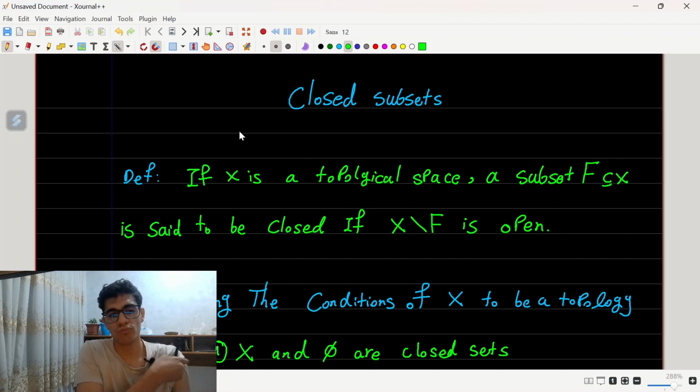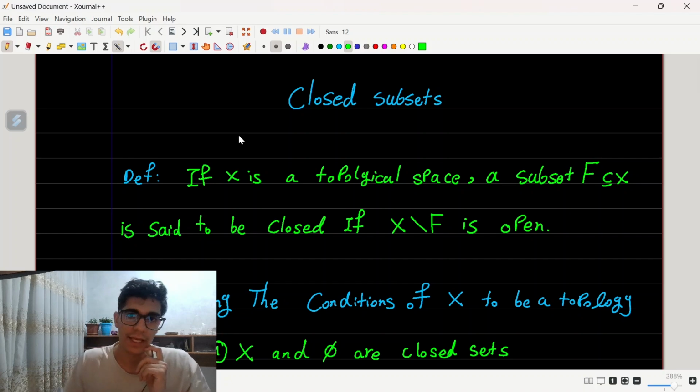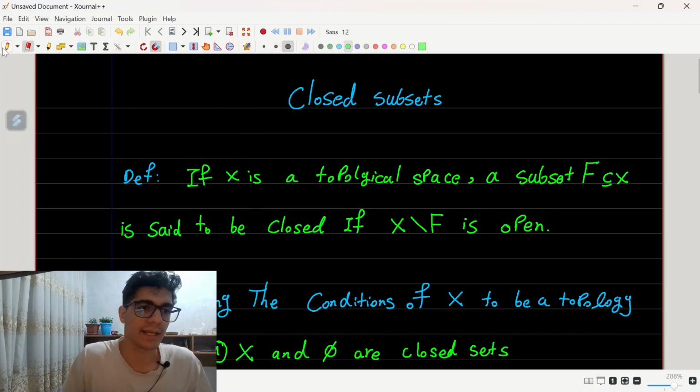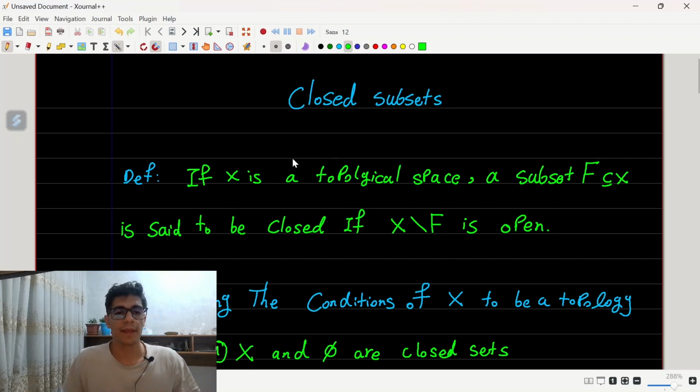And when we are talking about closed subsets and open subsets, we are talking about a more general concept from open subsets and closed subsets in mathematical analysis, or as we know in the space, in the Euclidean space. So this is more generalized than that, and there are some differences, and I'm going to show them to you.